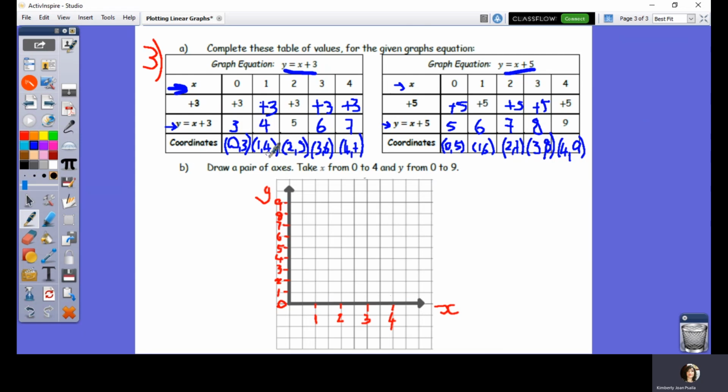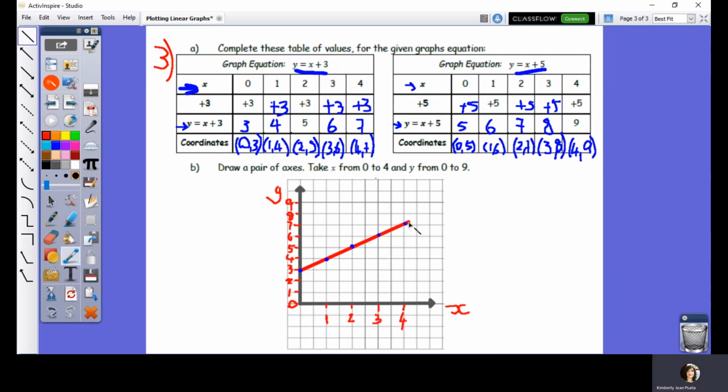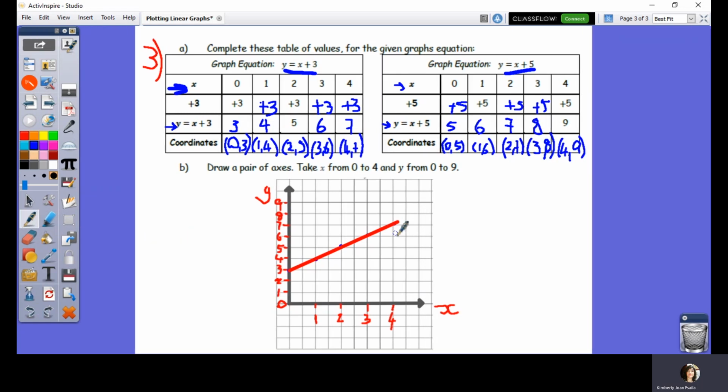Okay, so the first graph is this one. We have 0, comma 3, 1, comma 4, 2, comma 5, 3, comma 6, 4, comma 7. And you join your line graph. Okay, when you have finished with the graph, always write down the equation next to your line.